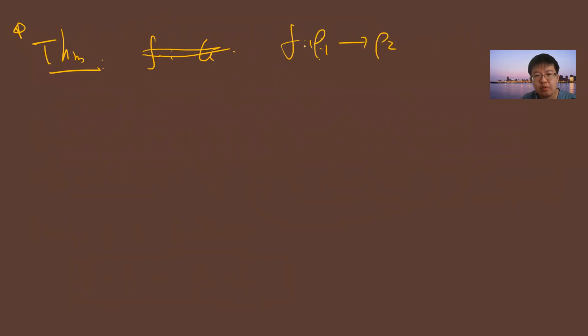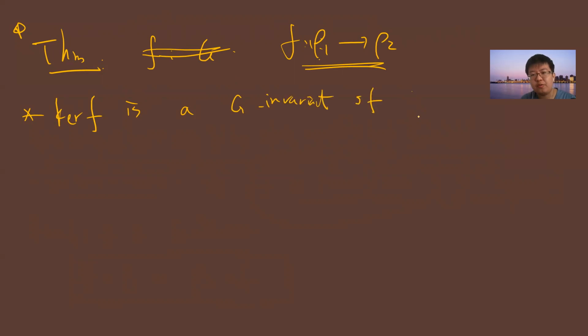Okay. So the theorem, which is the important one: if F is a G-linear map from ρ1 to ρ2, two group representations, then we're going to talk about the kernel of F, because this is a linear map. The theorem says that the kernel of F is a G-invariant subspace of V, because F is from V to W, and the image of F is another G-invariant subspace.